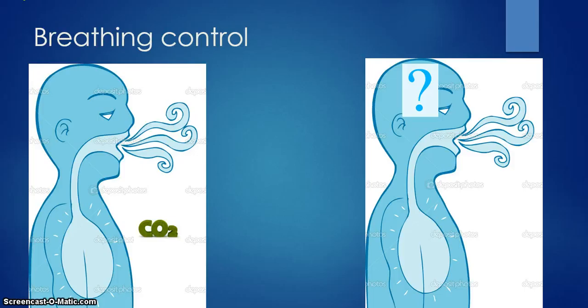So, breathing control. There are two types of breathing control. There's chemical control and there's neural control. So I'll go through chemical control first. Here are the diagrams for chemical control.